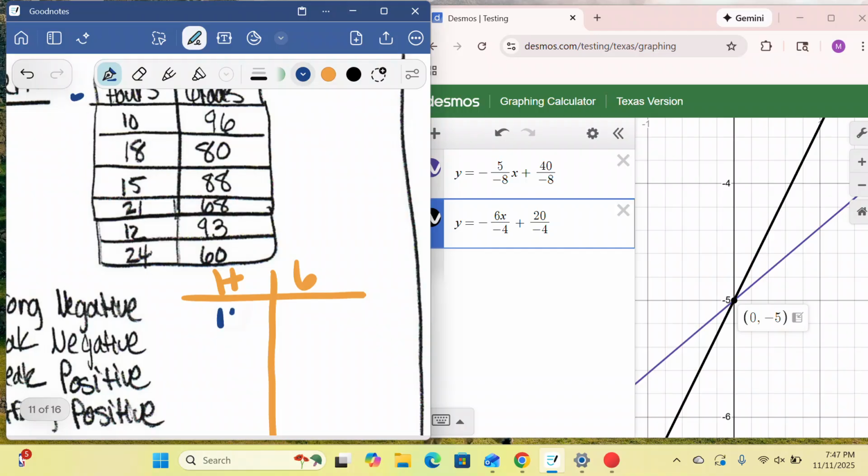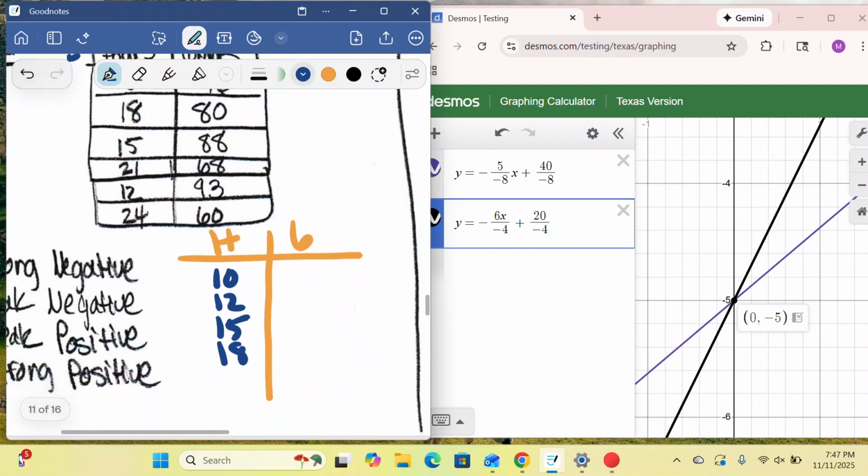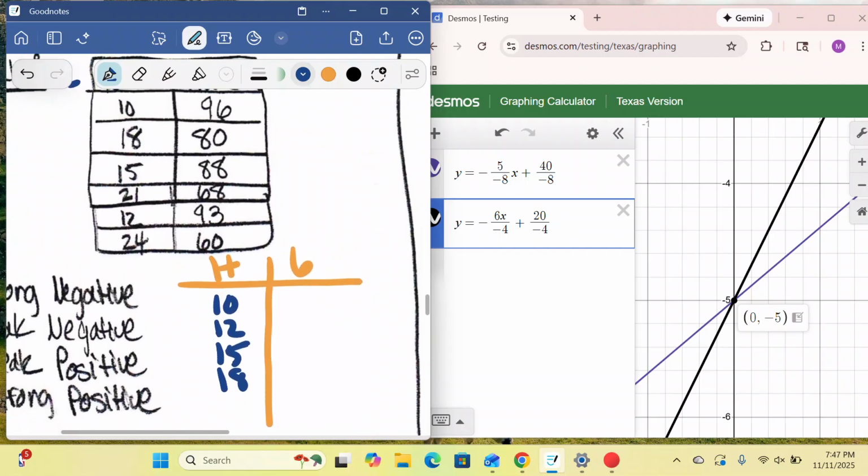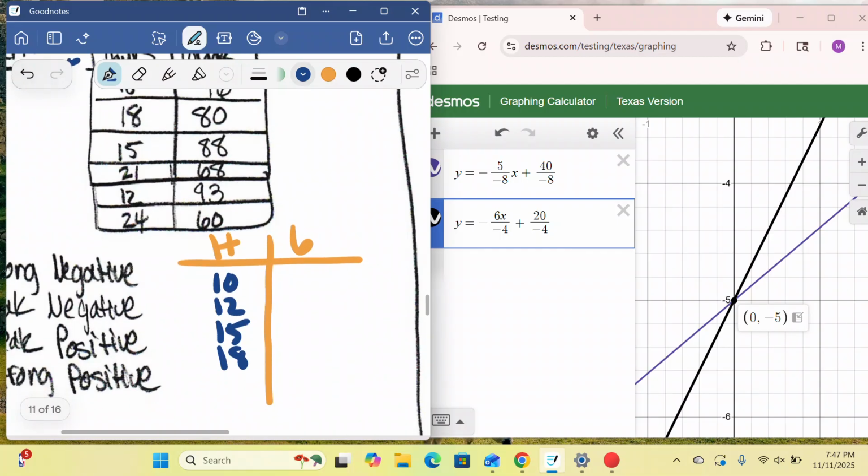I'm going to order my hours right here. I'm going to put 10 first. Then after 10, 12, and then 15. Then after 15, let's see what's next, 18. After 18, it goes 21 and 24. Then I'm not going to order my grades, because I already ordered my hours. I just have to find out which ones match.